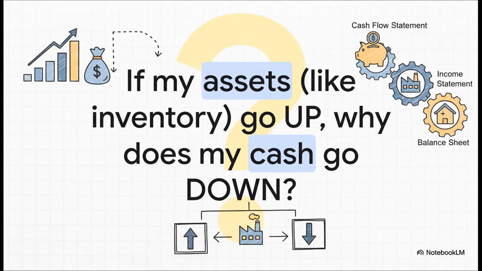Okay, now for a concept that I'm telling you trips up so many people when they're first learning this: working capital. It feels totally backwards at first. You'd think that having more assets, like a big warehouse full of inventory, is a great thing, right? But from a pure cash perspective, how did you get that inventory? Well, you spend cash to buy it. So more inventory today means less cash in the bank today.